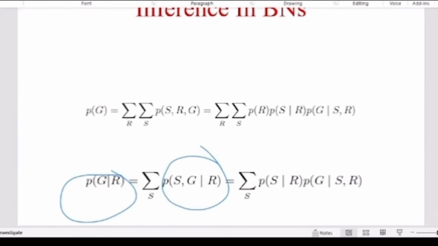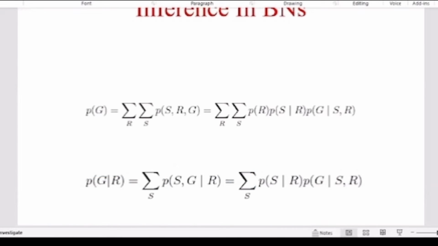Okay. Now, if you take a look at what I have now, XG given R. I can split this into S given R. Don't forget, sprinkler depends also on rain. Then G given all of that. So that is another way to put that.